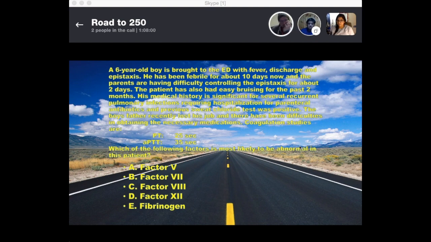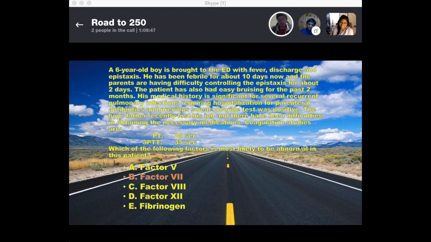Wait a minute. This kid obviously has cystic fibrosis. He's been febrile for 10 days. Bleeding. So which one did you say? Factor seven, sorry, because it's the extrinsic pathway, and that's the shorter one, so that's PT. Because the other one's longer, so it's PTT. So I think it's B. Give it a shot.